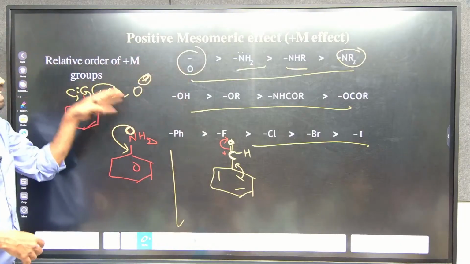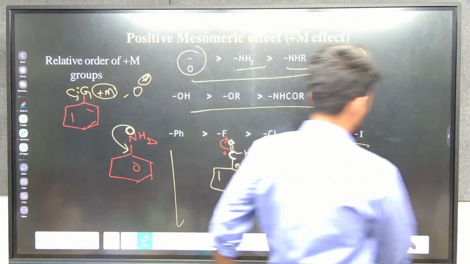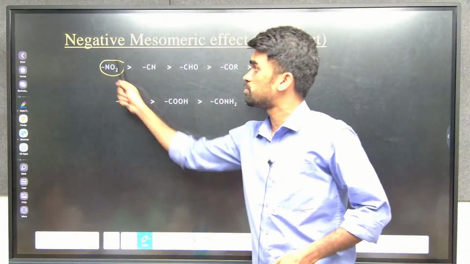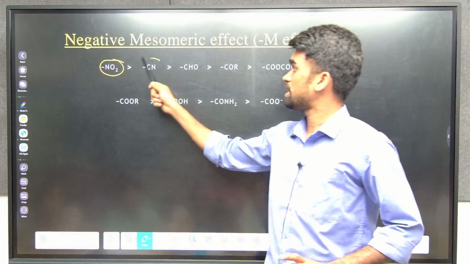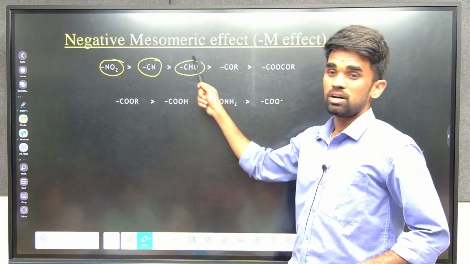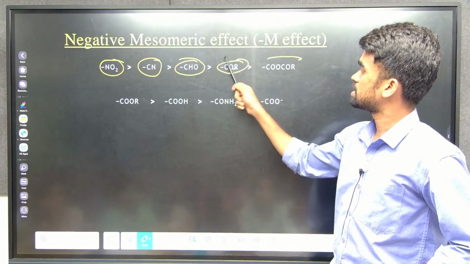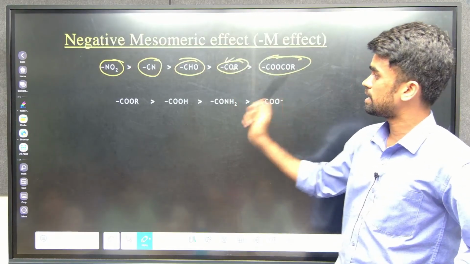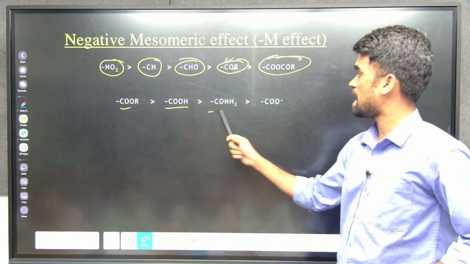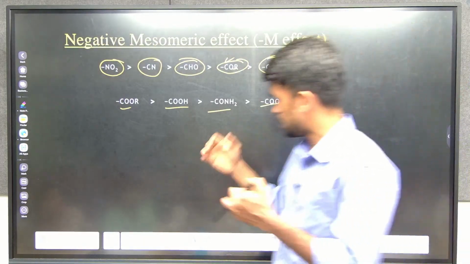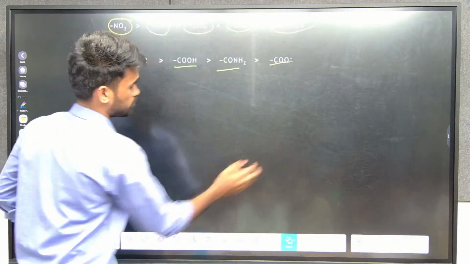Okay, this is the order of plus M groups, and the next one is minus M groups. What is the strong minus M group? Nitro group. Next one is cyanide. Next one is aldehyde. Next ester. No, it is ketone. Next acid anhydride. Ester, carboxylic acid, acid amides, carboxylate ion. Okay, so now what is the use of studying all these things? Yeah, look at here again.